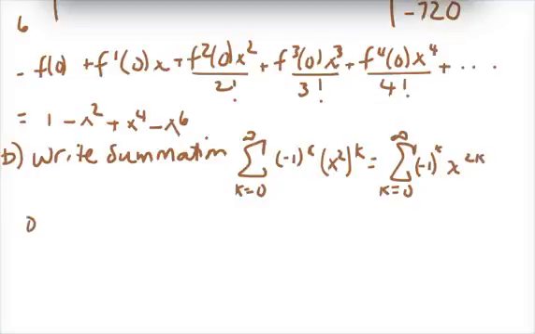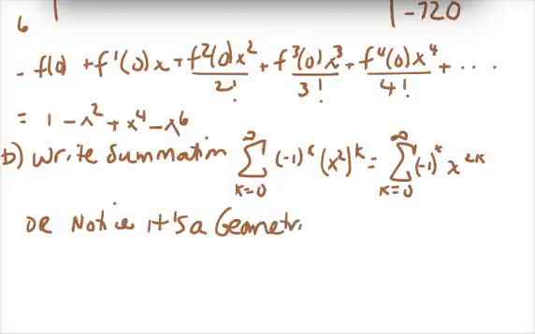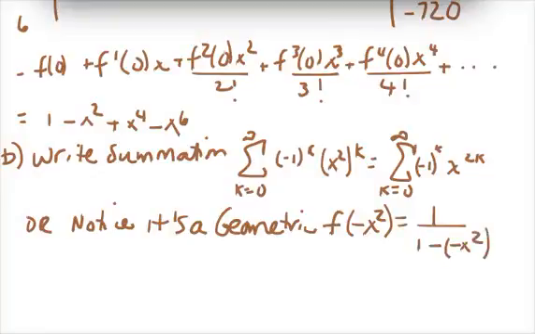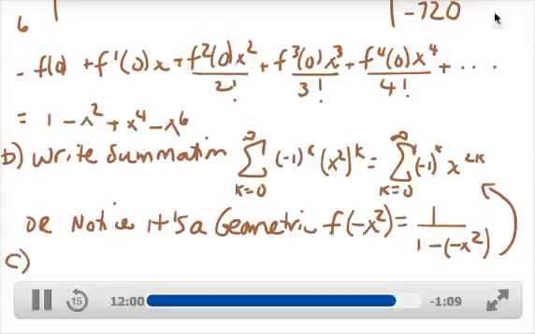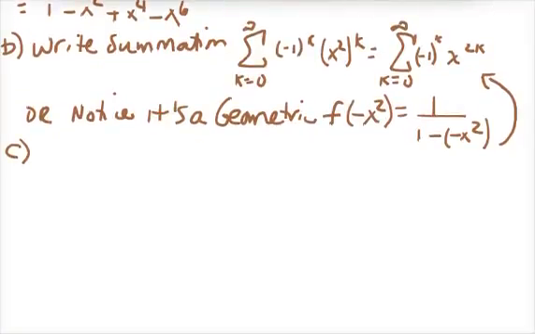So what you could have done is noticed that it looks like a geometric. Notice that it's a geometric. And it's a geometric for minus x squared. So this is 1 over 1 minus x squared. It's a lot easier. And you would have arrived at the same spot. Okay? You would have arrived at the same spot, which is a lot easier. The interval of convergence, but I wanted to walk you through the process.